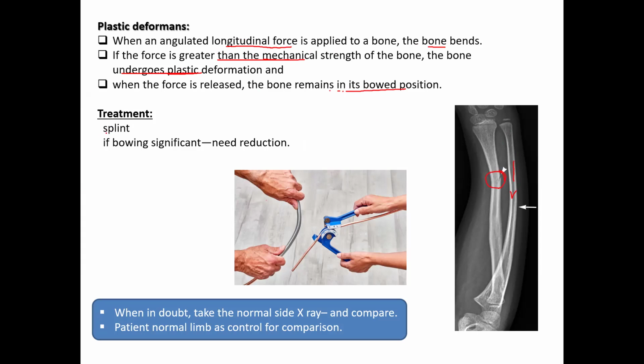Plastic deformation most of the time doesn't need treatment because of the growth potential. It will regain its shape and remodel. So a splint, and if the bowing is very much, then you need to go for remodeling or reduction. Sometimes these are not very obvious to a new person who is seeing the X-ray. So if you have any doubt, always take a normal X-ray and measure the angles and alignment, because the patient's normal limb is used as a comparison or control against the affected limb.